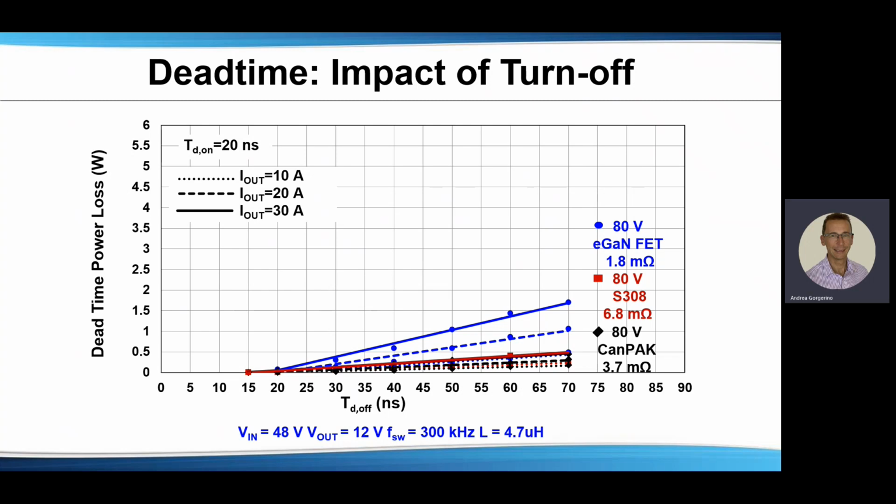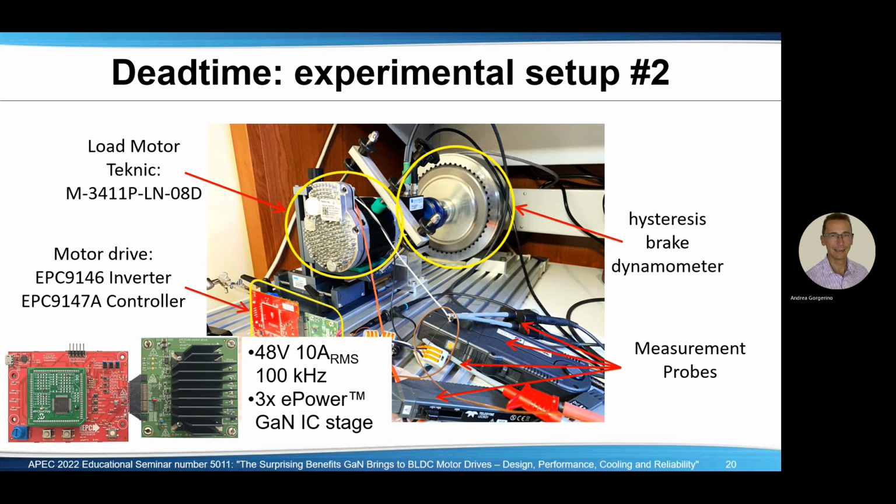Next, we will take a look at our second experimental setup. This is a system level setup, which mechanically attaches a motor to a dynamometer. This is a hysteresis brake load, and it provides mechanical loading to the motor. The inverter with the controller is electrically connected to the motor and is powered from a programmable DC power supply. This system allows us to take a measurement under various load and supply conditions and determines the performance of the entire motor drive system.